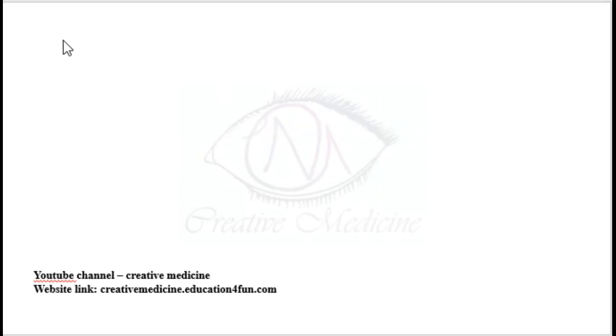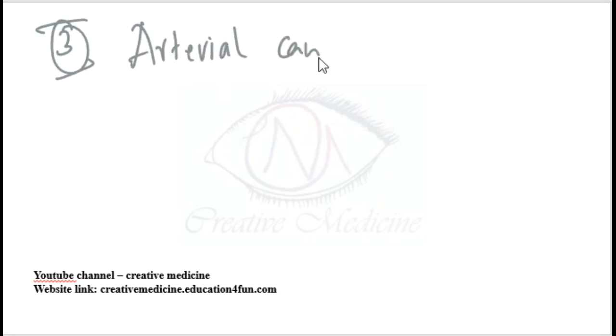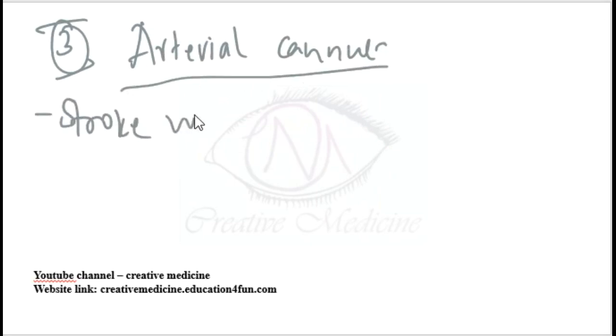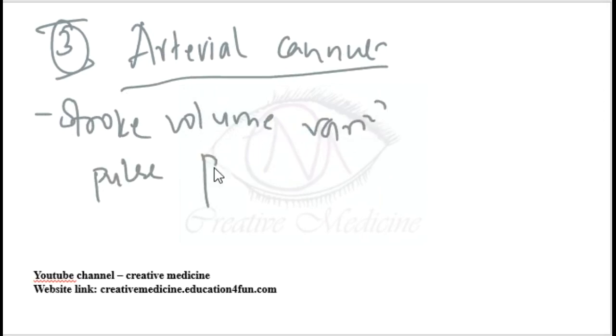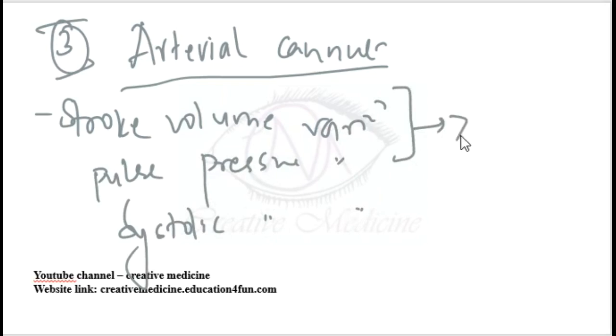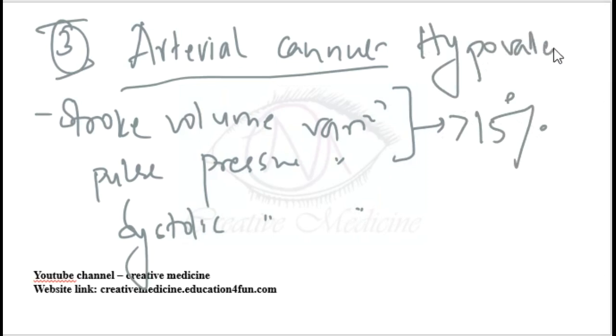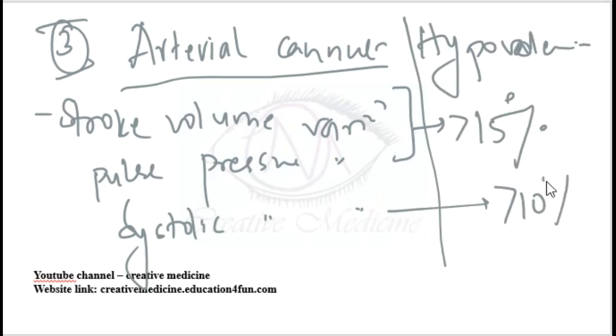Then third parameter is arterial cannulation. With the help of arterial cannulation, we can calculate stroke volume variation, pulse pressure variation and systolic pressure variation. So with arterial cannulation, if stroke volume variation and pulse pressure variation is found to be more than 15%, then it is hypovolemia. If the systolic pressure variation is found to be more than 10%, it is hypovolemia.